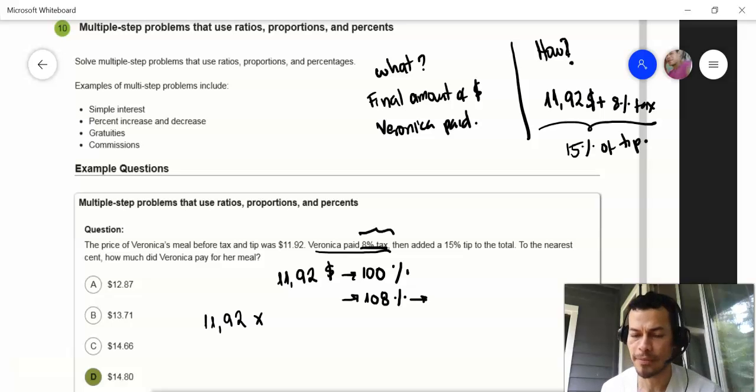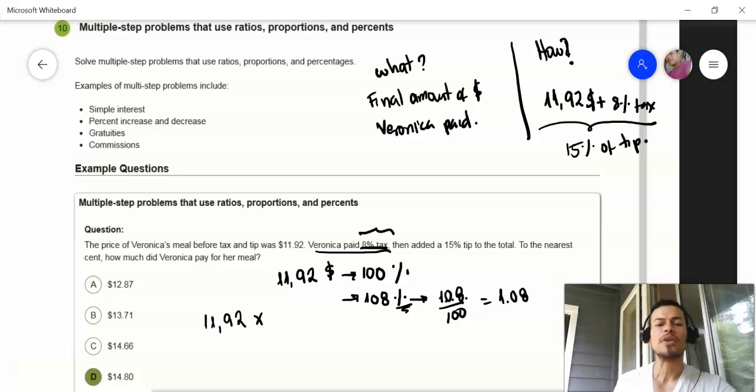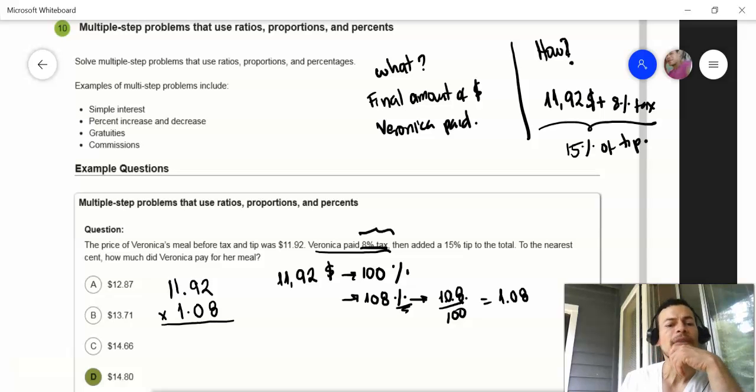So what I'm gonna do then, I'm gonna multiply 11.92 by, if I convert 108% to a number, I have to do 108 divided by 100, which is the percent symbol here. I have two zeros at the bottom, so I need to move the decimal point two places. So I'm going to have 1.08. So I'm going to multiply 11.92 by 1.08, okay? Let me write it here so you can see me. So I have 11.92 by 1.08. Okay, let's go.